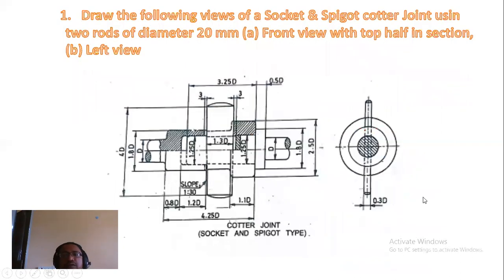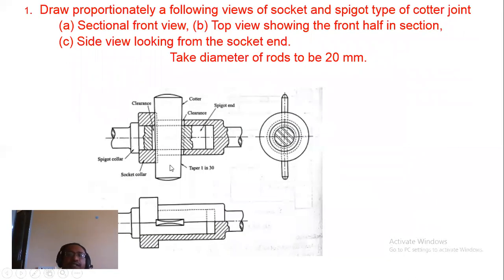In the examination, they will give the diameter of the rod. In this, it is required to draw the front view, top view in section, and a left view. So first draw the front view. From that, you project the side view. And in the examination, the same question is given in this form.